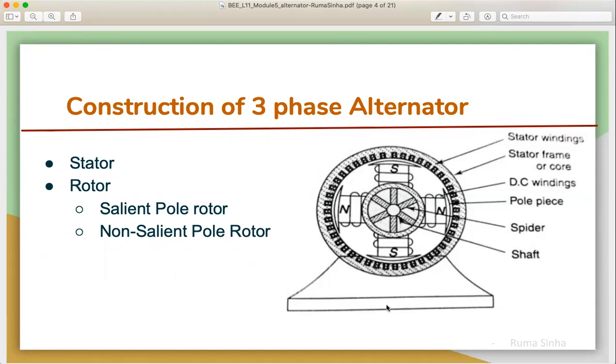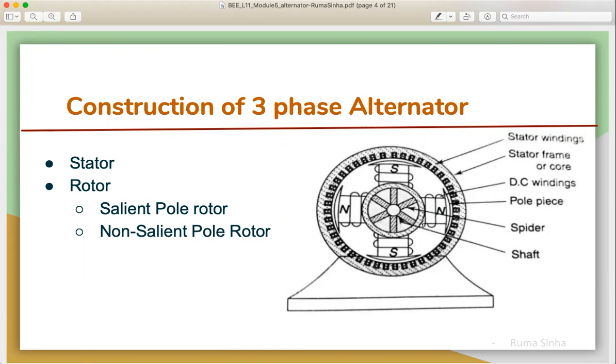From this diagram, we can see that this outer periphery is the part called the stator. Inside the inner periphery of this stator, we will have slots made. These are the slots. In these slots, the stator armature conductors are placed. So this is called the stator winding, where we are placing this armature conductor. This outer frame, we call it the stator frame or core.